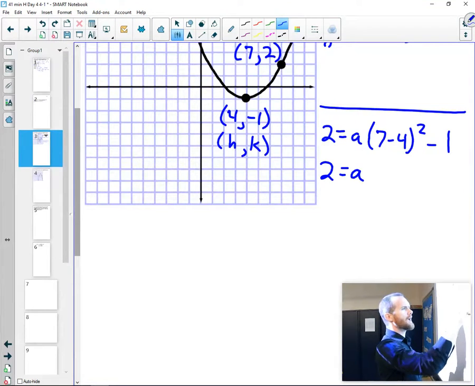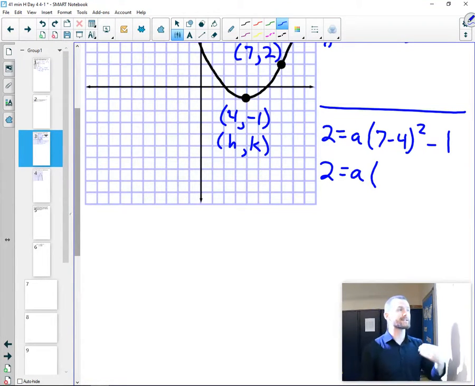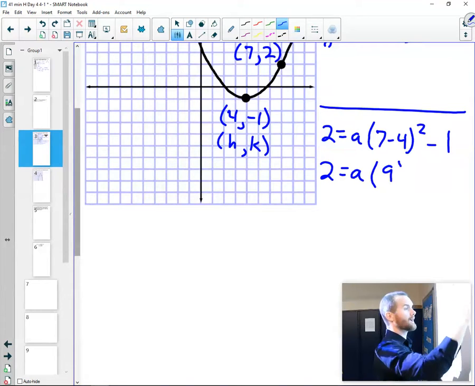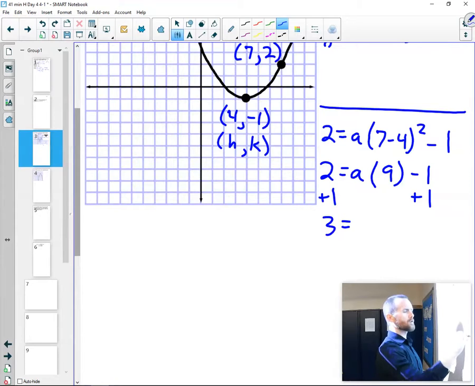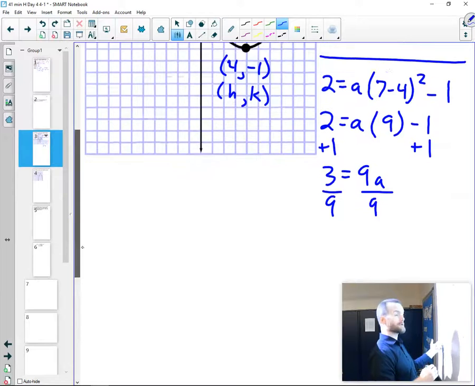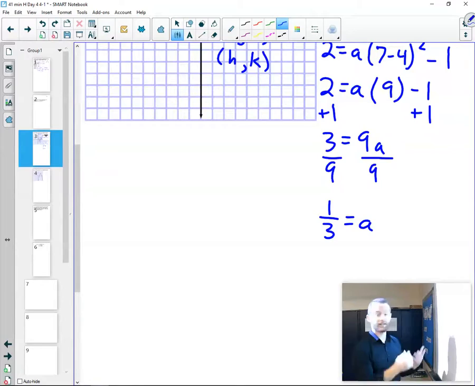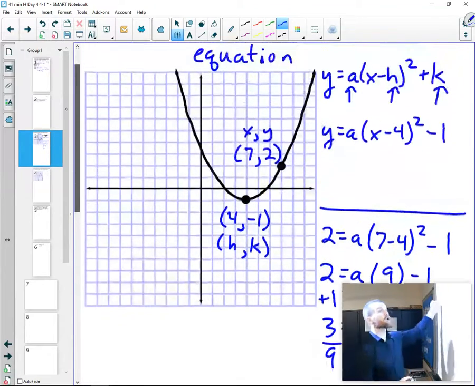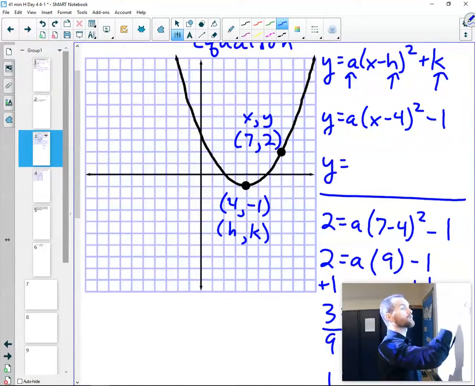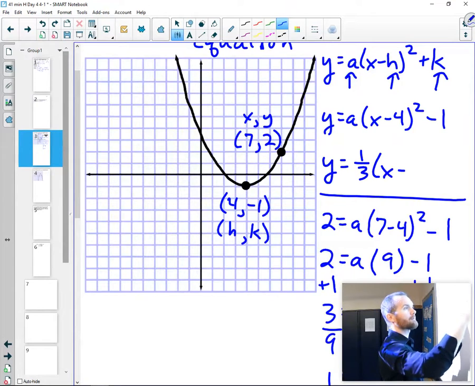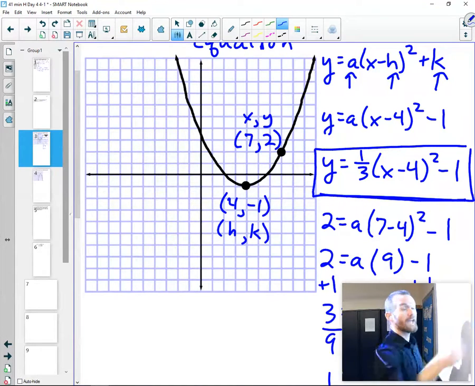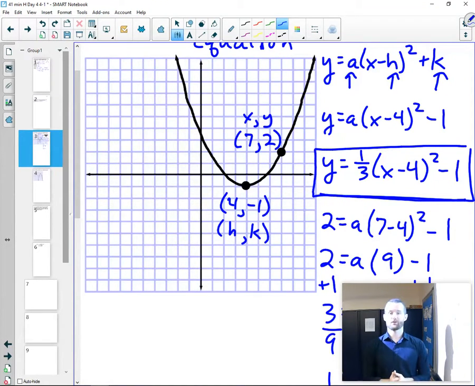This becomes 2 equals a times, I think we can do some of this in our head. 7 minus 4 is 3. We square that and we get 9. Minus 1. Then we just add 1 to both sides. Get 3 equals 9a. Divide everything by 9. And get my face out of the way. We get 1/3 equals a. Now we can take that 1/3 and just plug it in to our answer. So the answer is y equals 1/3 times x minus 4 squared minus 1. That's a function rule, an equation that will represent this graph.